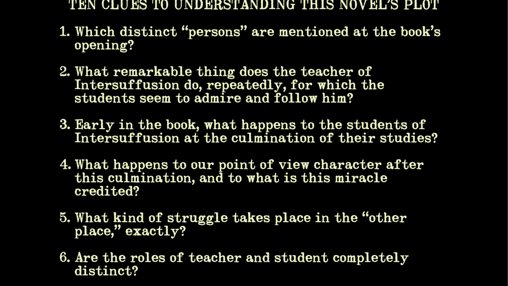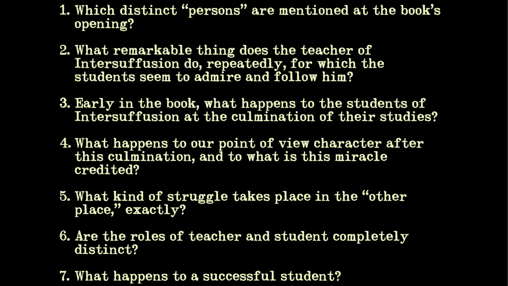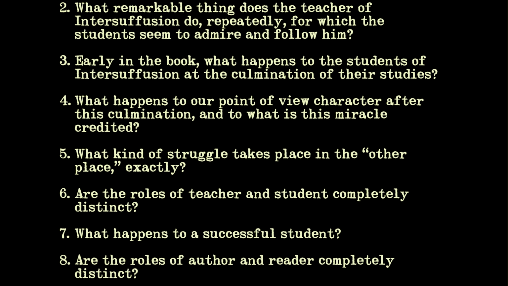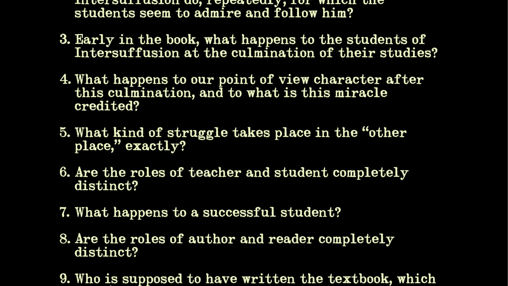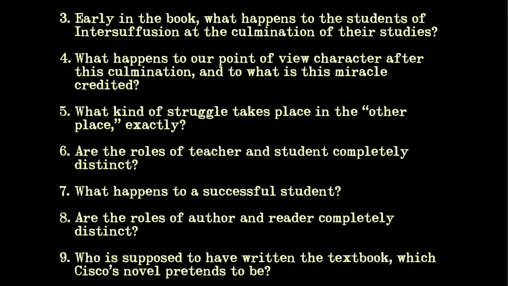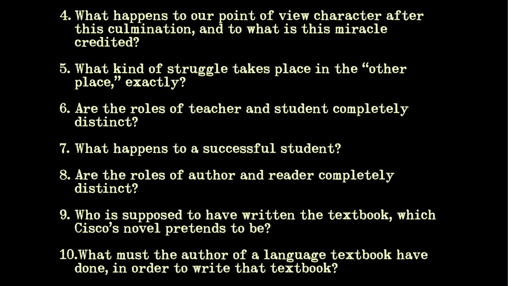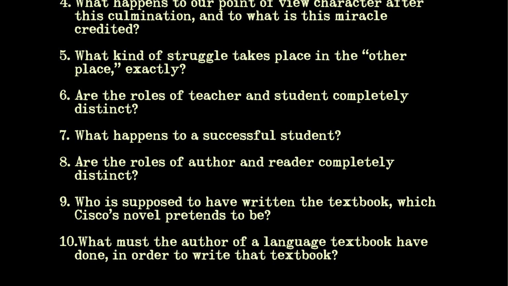6. Are the roles of teacher and student completely distinct? 7. What happens to a successful student? 8. Are the roles of author and reader completely distinct? 9. Who is supposed to have written the textbook which Cisco's novel pretends to be? 10. What must the author of a language textbook have done in order to write that textbook?